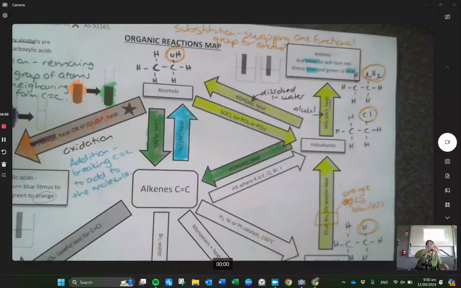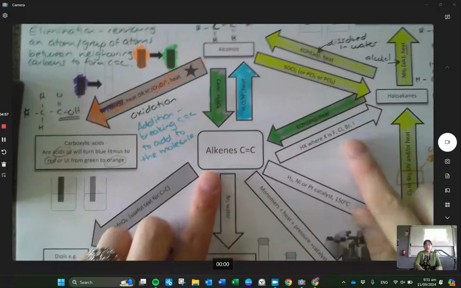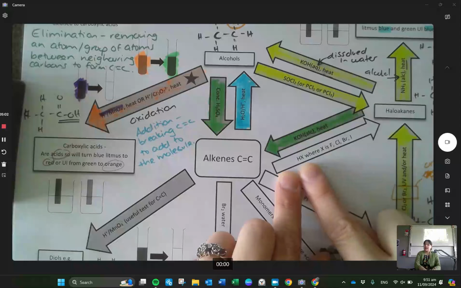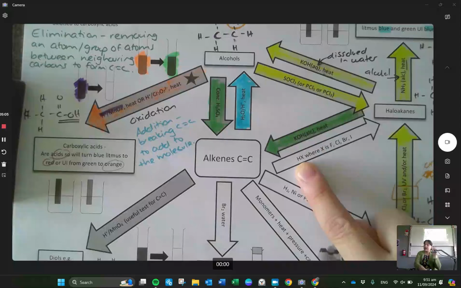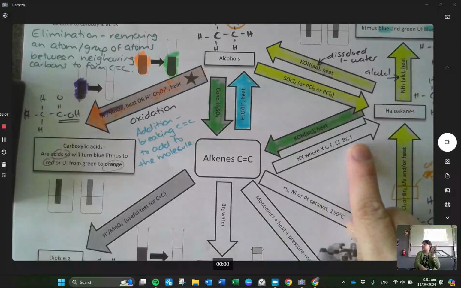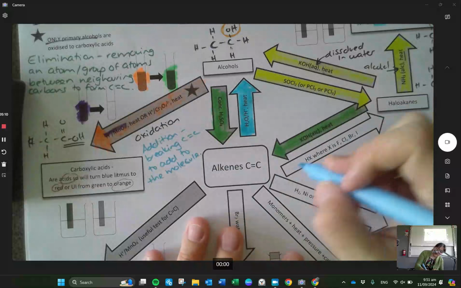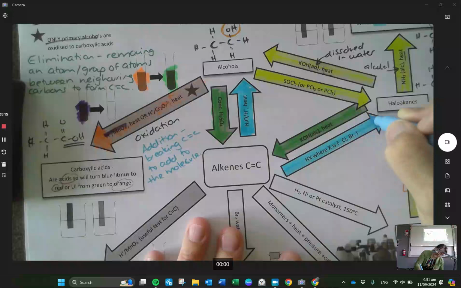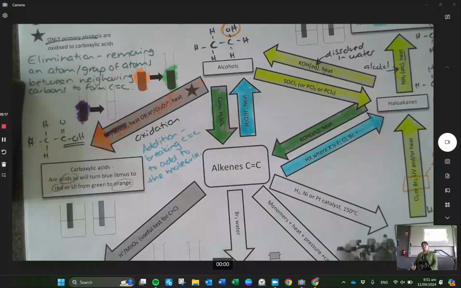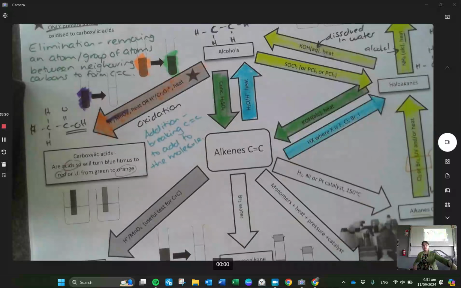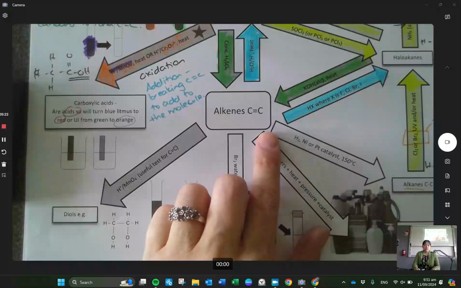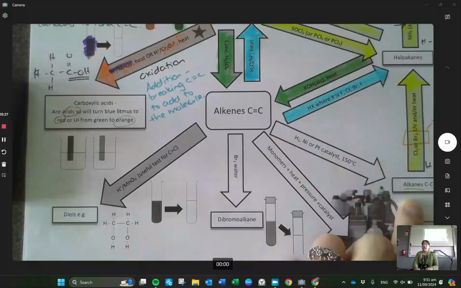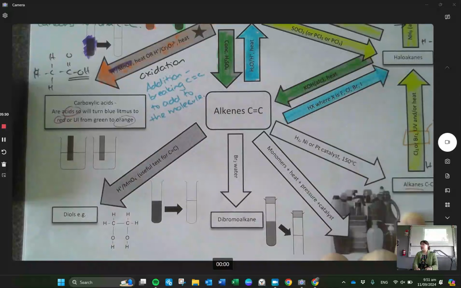Another addition reaction we could have is the alkene being added to a hydrogen halide. HX means one half is a hydrogen and the X is a halogen. Again, we break the double bond and now we go back to forming a haloalkane. That's also another addition reaction. We could also take these alkenes and have hydrogen with nickel or platinum as a catalyst, and it needs heat, and we can go from an alkene to an alkane.